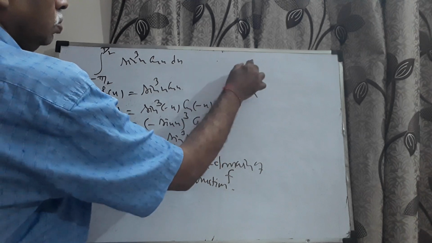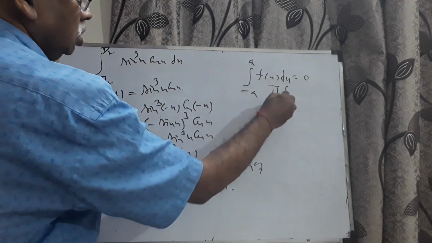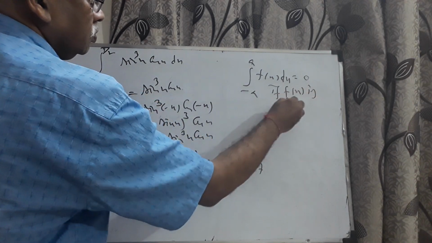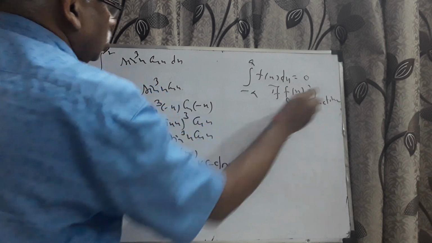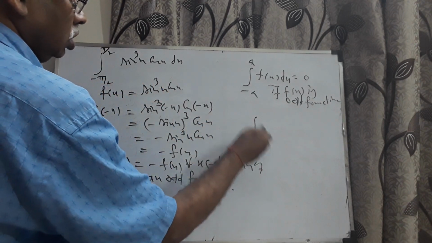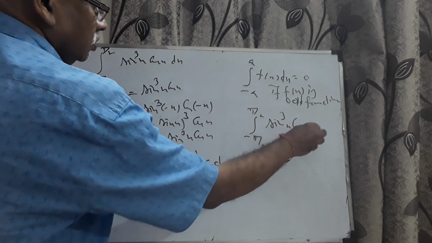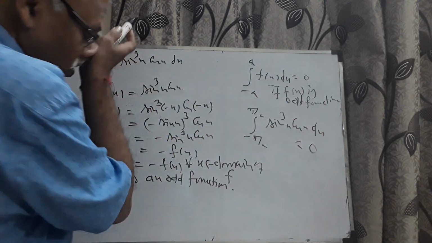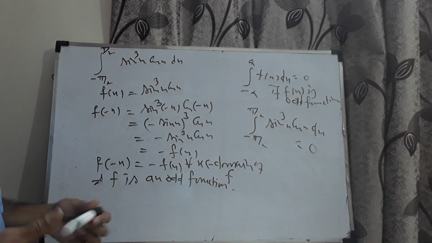Now there is a rule: the integral from minus a to a of f of x dx is equal to 0 if f of x is an odd function. That is one of the properties. Therefore, the integral from minus pi by 2 to pi by 2 of sine cube x cos x dx will become 0 since it is identified to be an odd function.